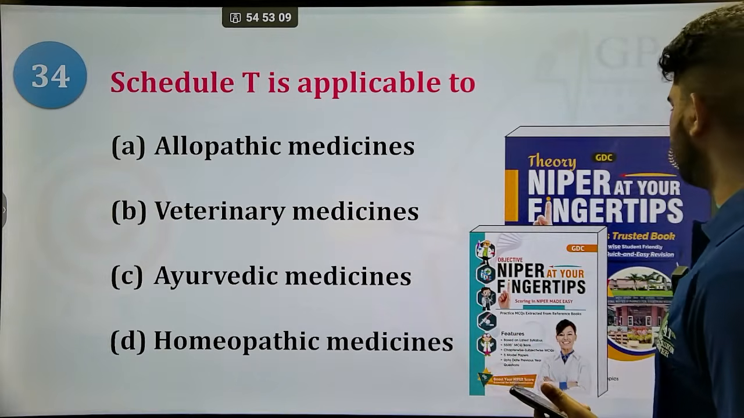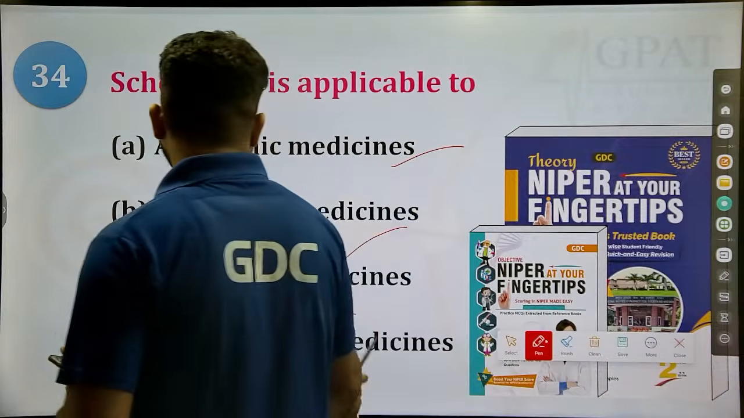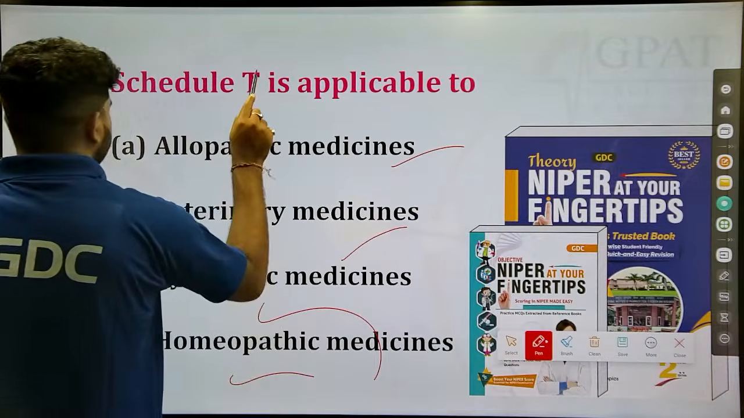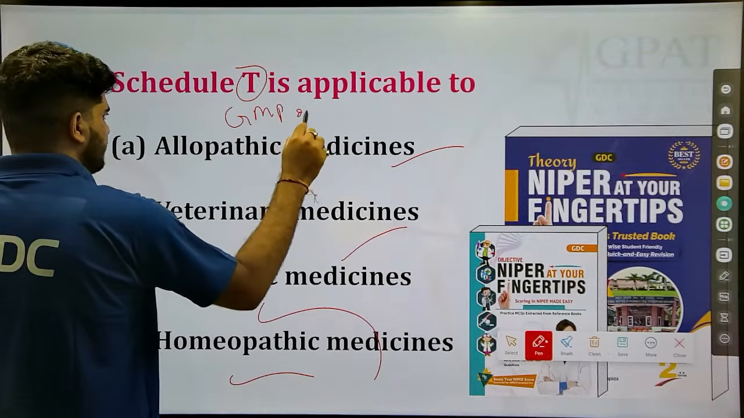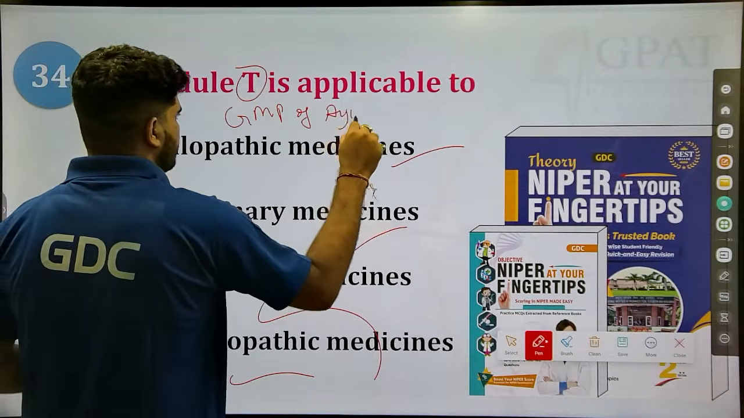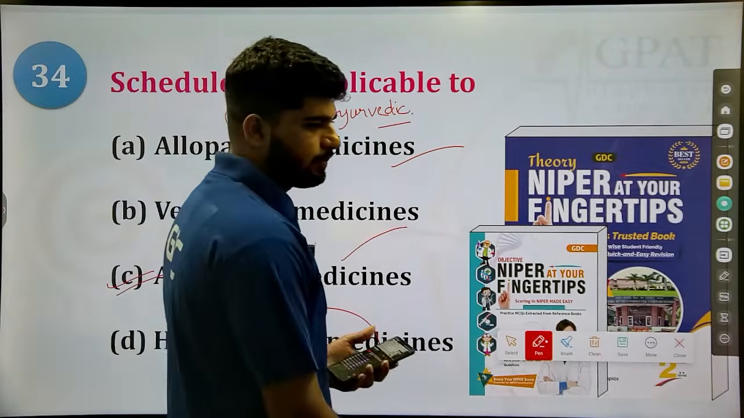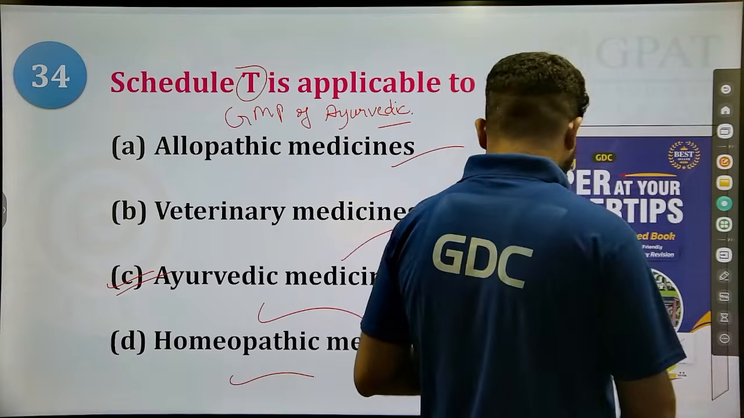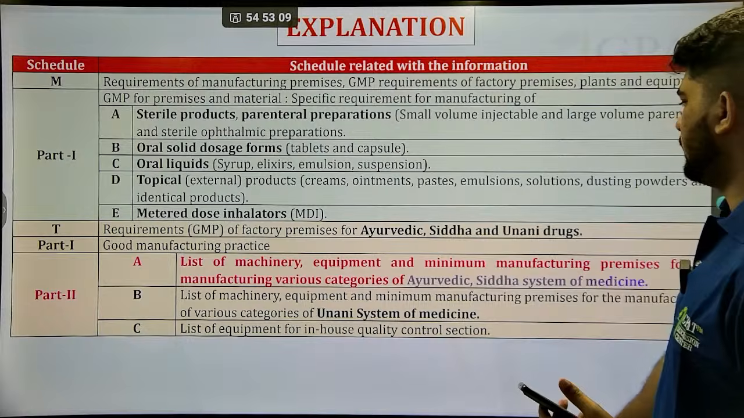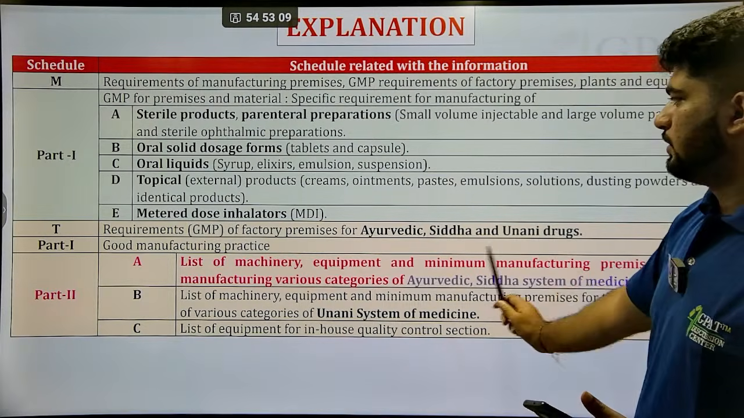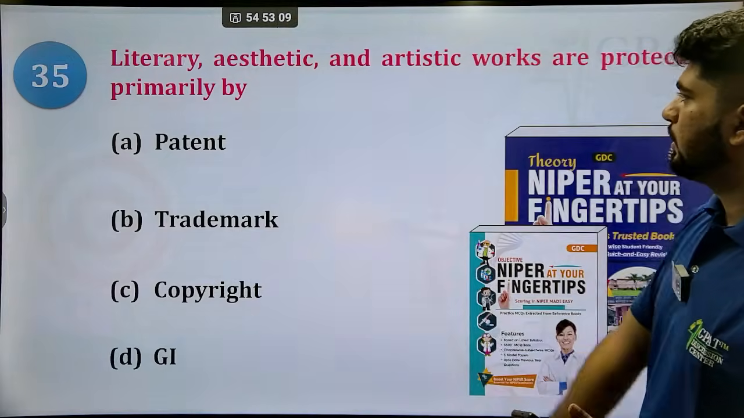Schedule T is applicable to which: allopathic medicines, veterinary medicines, Ayurvedic or homeopathic? Schedule T is related to your Ayurvedic one, which is known as the GMP of Ayurvedic drugs. Okay, Ayurvedic medication. Here you can see requirements of GMP of premises for Ayurvedic, Siddha and Unani drugs.